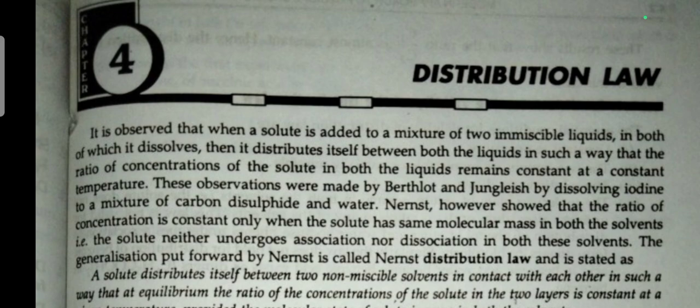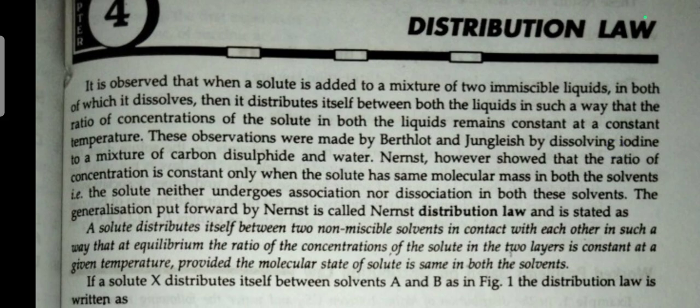The generalization put forward by Nernst is called Nernst distribution law, and it is stated as: a solute distributes itself between two non-miscible solvents in contact with each other in such a way that at equilibrium the ratio of the concentrations of the solute in the two layers is constant at a given temperature, provided the molecular state of the solute is the same in both the solvents.